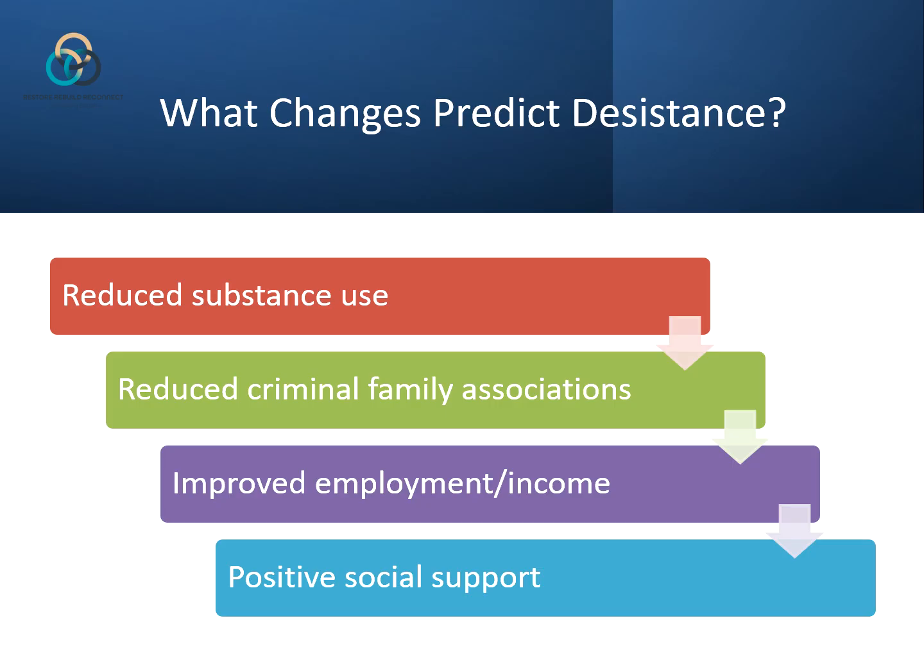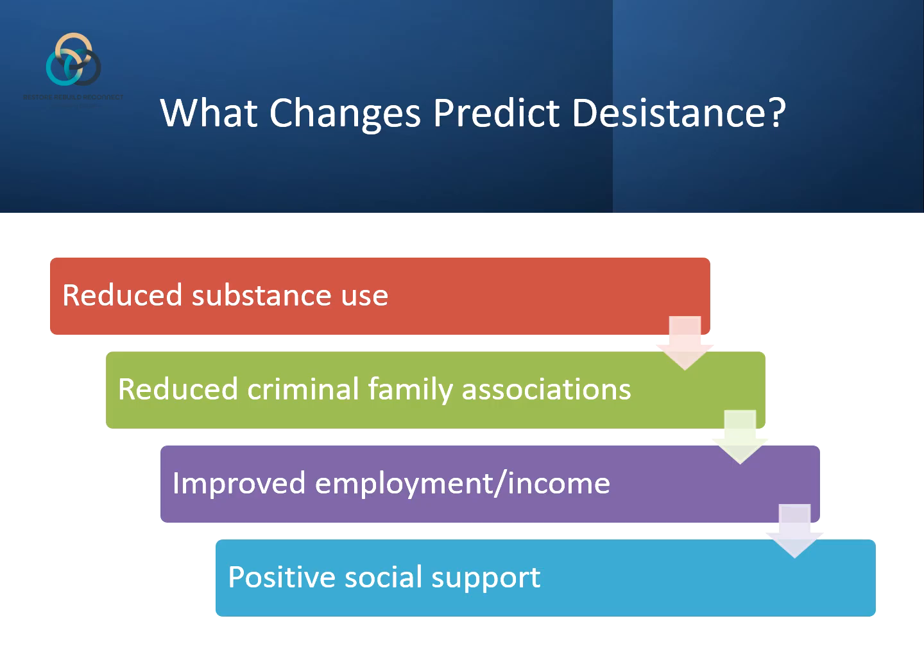And next, the criminal family associations. I mean, that makes sense, right? Who they are closest with, who they're spending their most time with, really impacts their behavior. And so as clients reduce their time with other people involved with crime, this will impact and lessen their chance of continuing in crime.